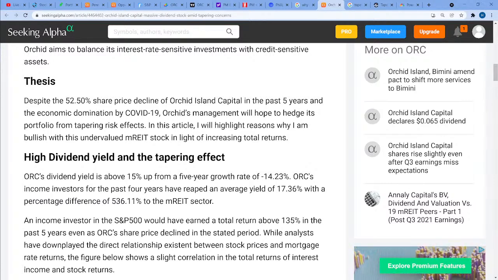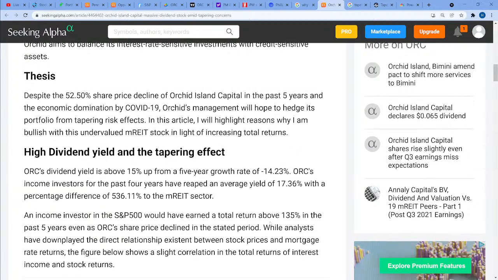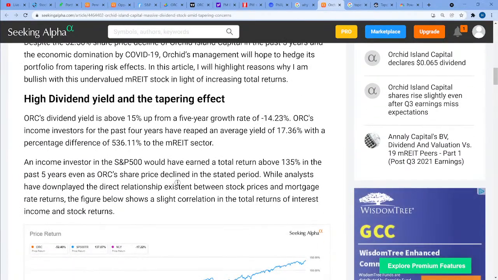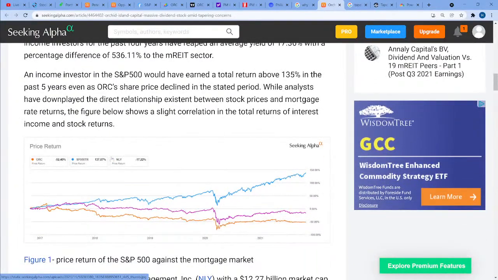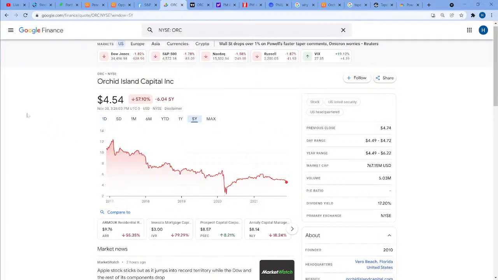While analysts have downplayed the direct relationship existent between stock prices and mortgage rate returns, the figure below shows a slight correlation to total returns of interest income and stock returns. So this orange line is ORC. Ooh, that is not good. Stock used to be so.